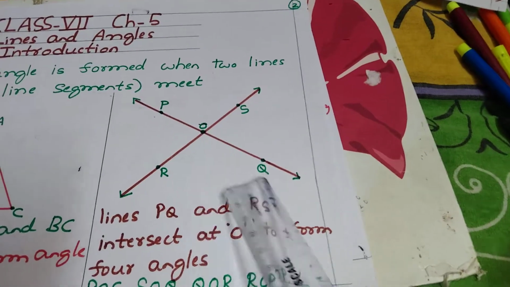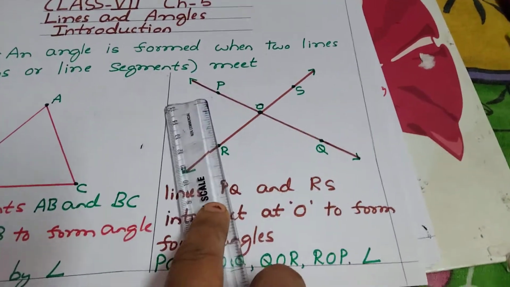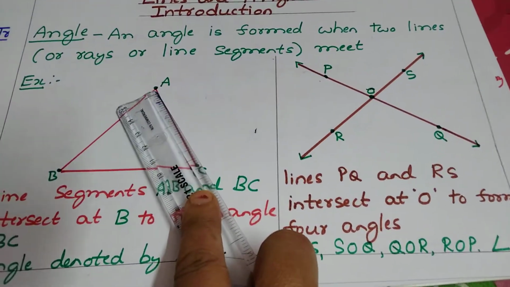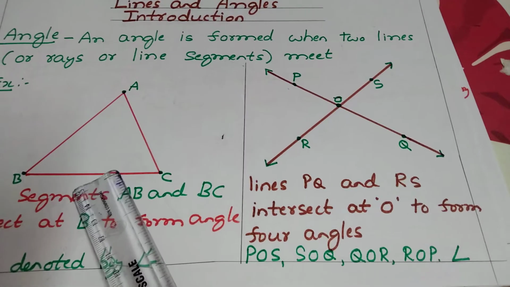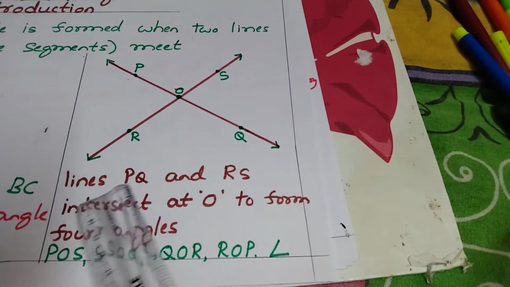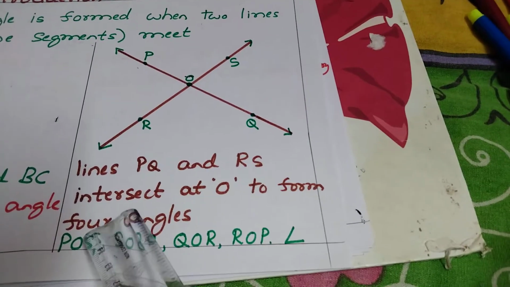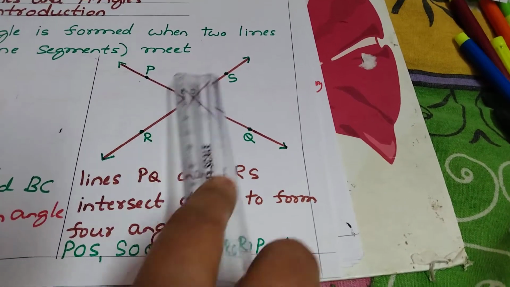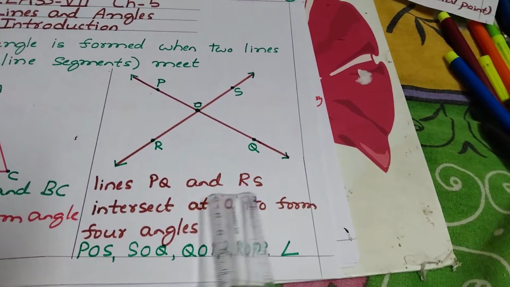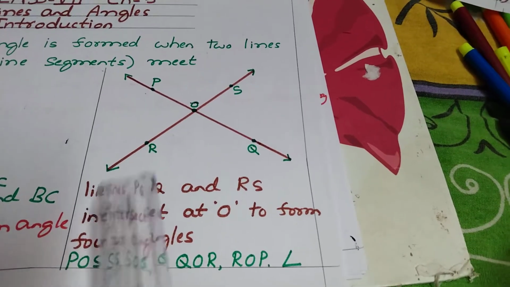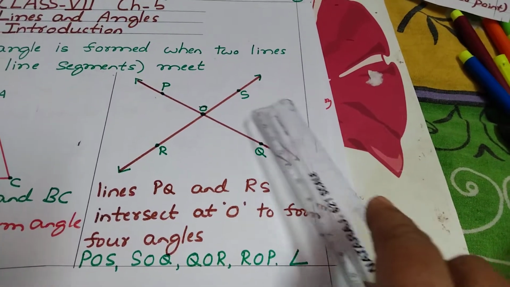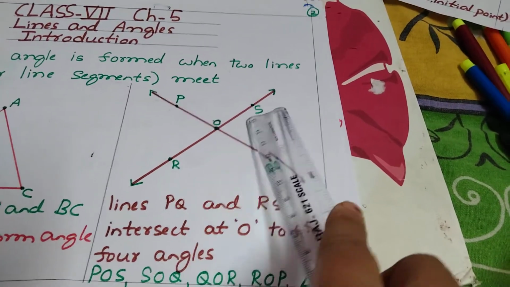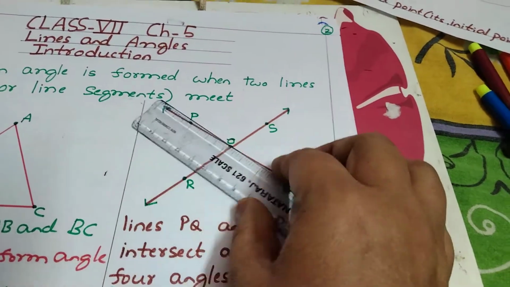Here also, see, these are lines. Wherever the arrow mark is there, it is called a line. And wherever the dot symbol is there, it is called a line segment. So lines PQ and RS intersect at O. PQ and RS intersect at O to form four angles. Here, four angles. P, O, yes, see this like this. So like this, see.